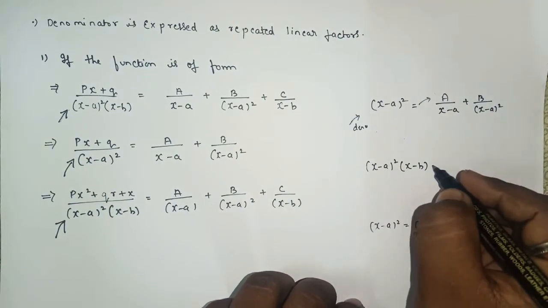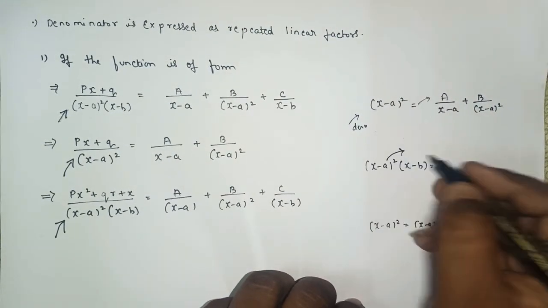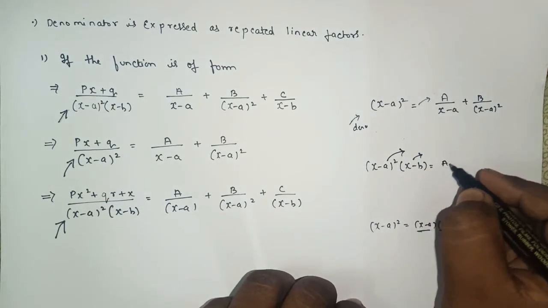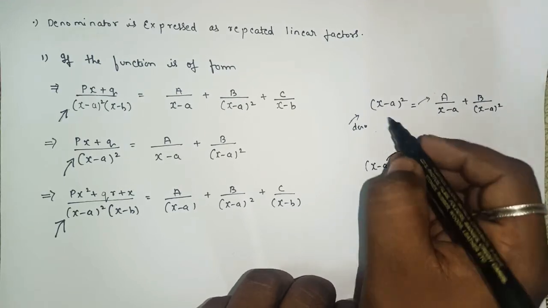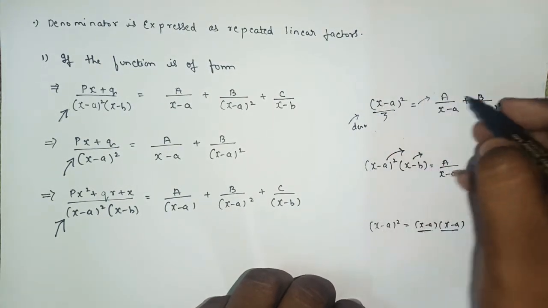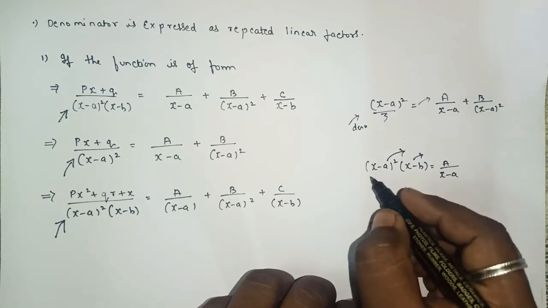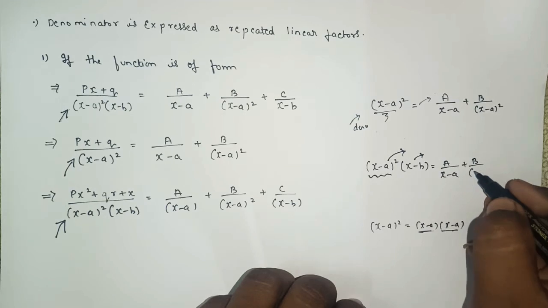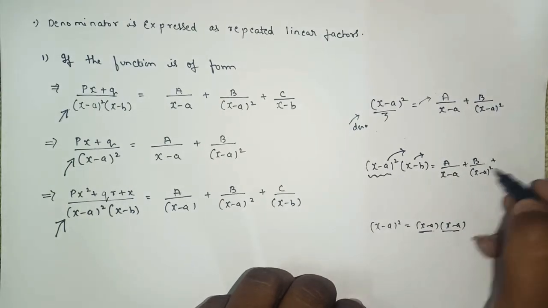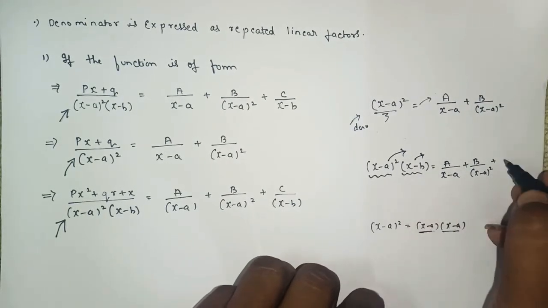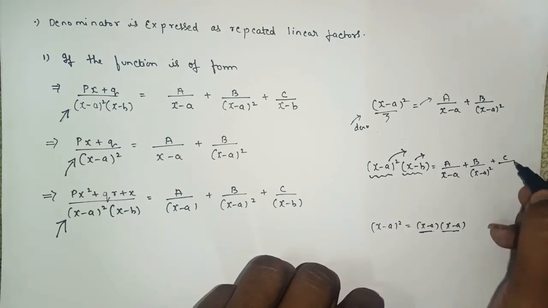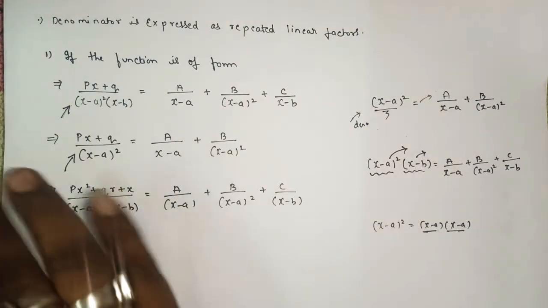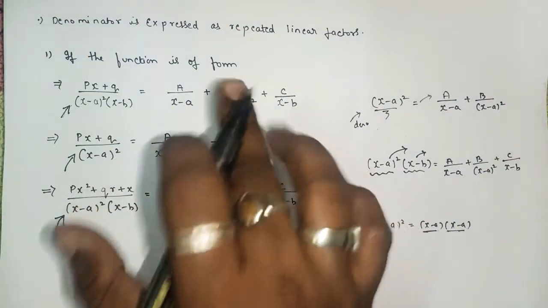Suppose you have a repeated linear factor as well as a non-repeated one. As we know, x minus a the whole square can be written as A upon x minus a plus B upon x minus a the whole square, and here we have one more linear factor, so for this we'll consider C upon x minus b. Got the point, how to express the function in this form?